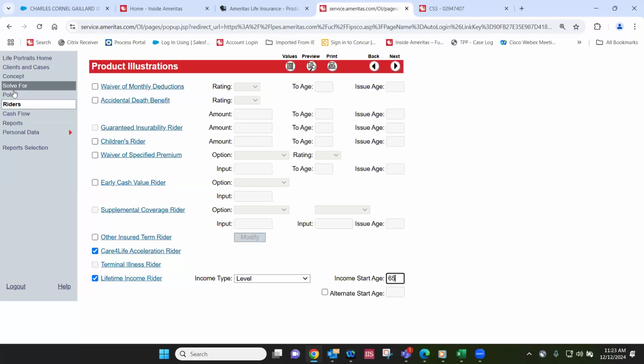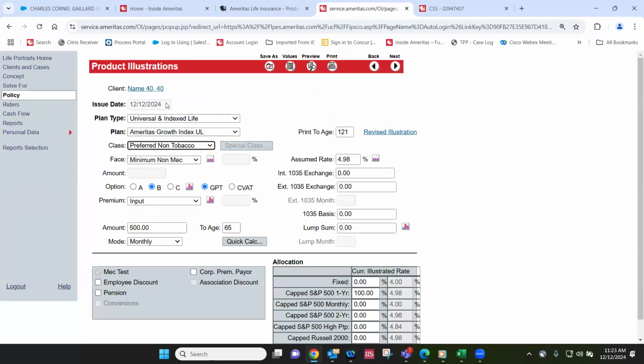I've done nothing else to this illustration, so let's just review. I have the client information. I've chosen the growth IUL. I've made him preferred non-tobacco because I've done my field underwriting, and I believe that preferred non-tobacco is a fair rate class for him. I've made the face amount minimum non-MEC. That will drop it to the absolute lowest death benefit amount, maintaining its non-MEC status. I've done death benefit option B until age 65, and then I've switched it to option A. I've also told the computer that I want to do a premium of $500 all the way funding to 65.